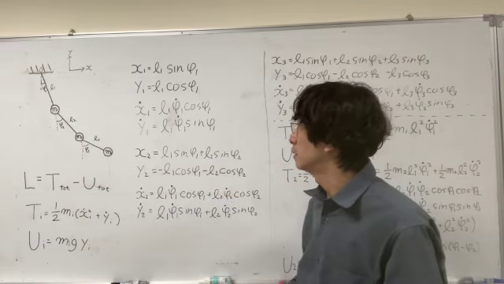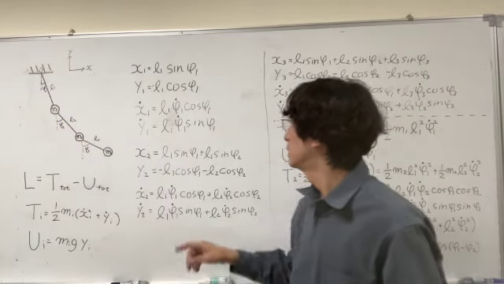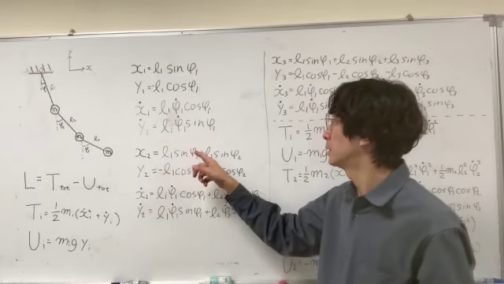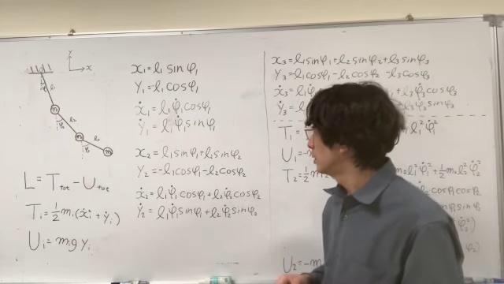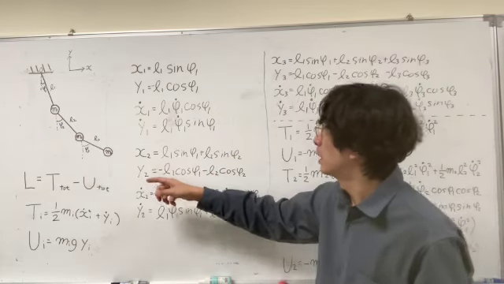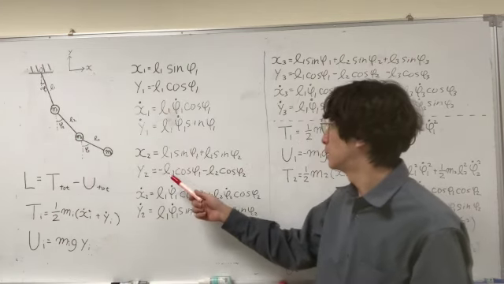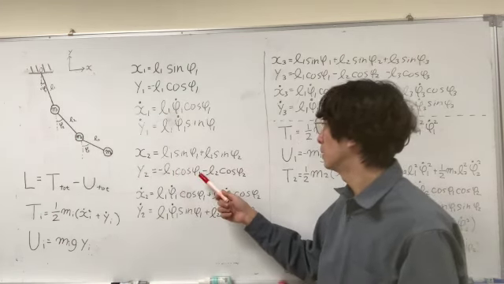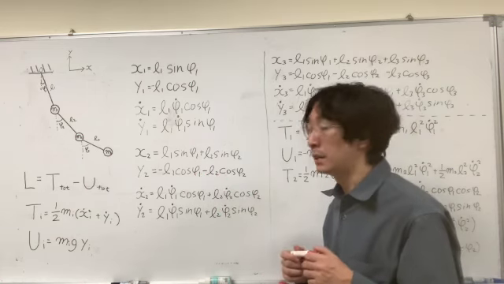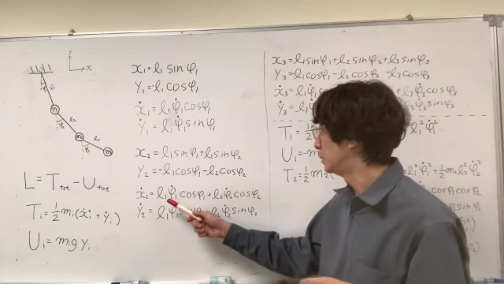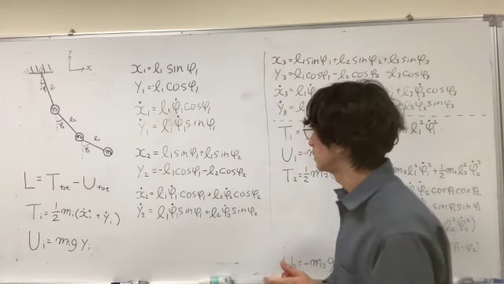In the case of mass 2, we calculate the sum of this length and this length. Then we can calculate L1 sine phi 1 plus L2 sine phi 2. On the other hand, y2 is a combination of this length and this length. So the first term is minus L1 cosine phi 1 minus L2 cosine phi 2. Then we can calculate the velocity of x2 with this equation, and the velocity of y2 like this.